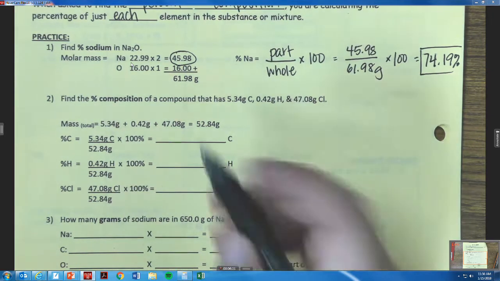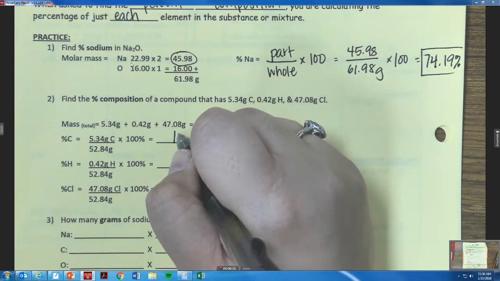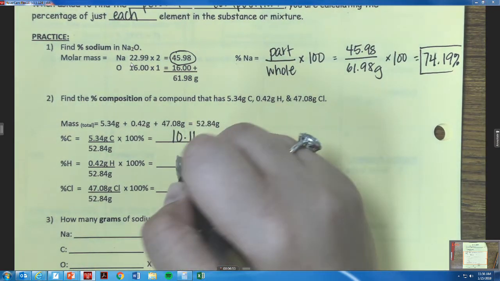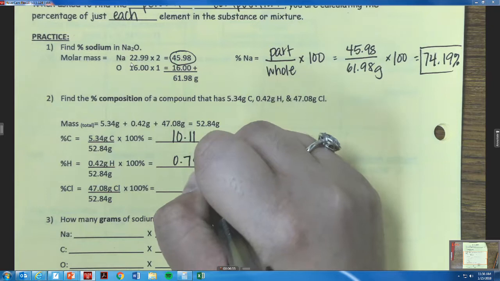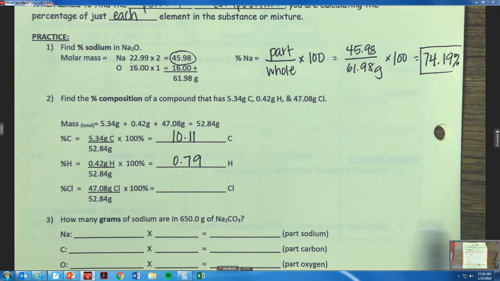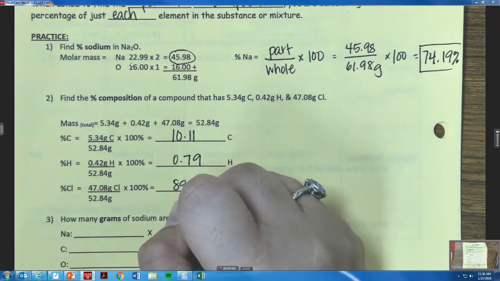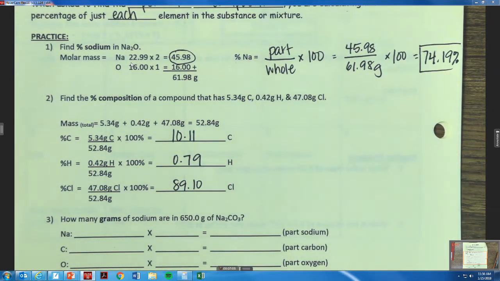So when you do that in the calculator, you end up with 10.11. Now if you want to pause the video and try to figure out the calculations yourself, you can go ahead and do that. But 0.42 grams of hydrogen divided by 52.84 grams times 100 ends up being 0.79. And then chlorine, 74.08 divided by 52.84 times 100, that'll give you 89.10.